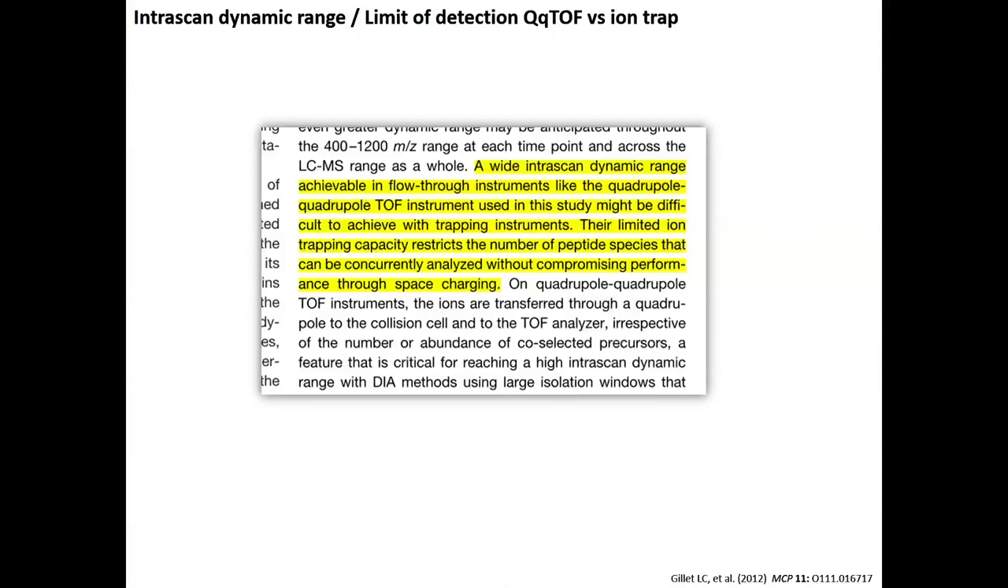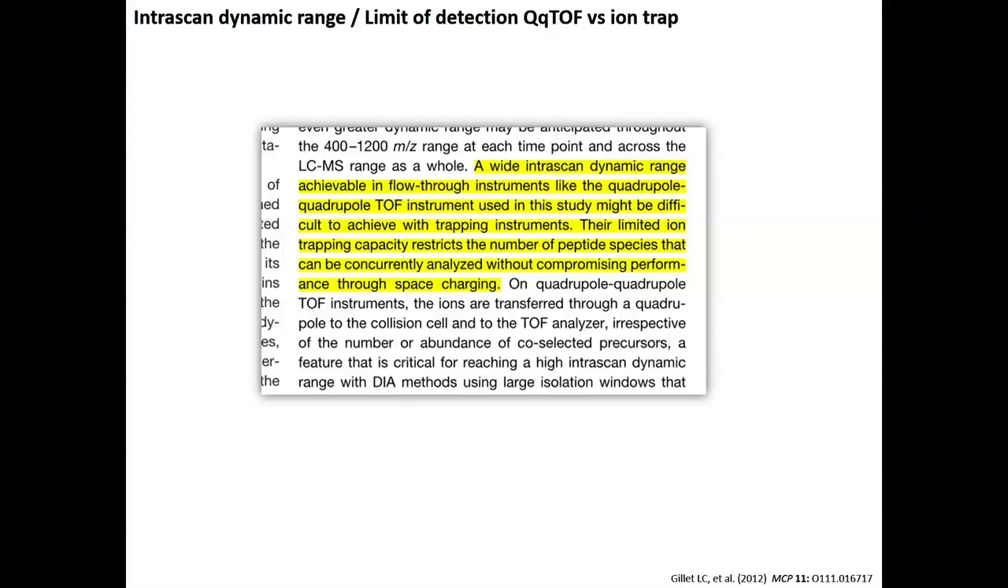And this is the comment that I wrote at that time on the SWATH paper, which I want to amend now. My comment at that time was that a wide intrascan dynamic range is very important for DIA. It's one of the most important criteria to have a good DIA instrument. And I mentioned that it was mostly feasible on Q-TOF instruments, and it might be very difficult to achieve on trapping instruments.